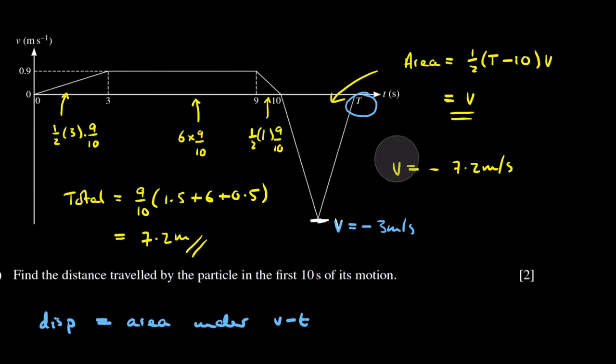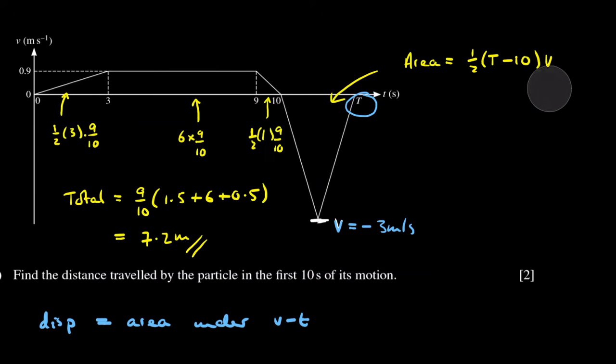So what can we do? Well, I'm just going to get rid of this working here so we can reuse this. The area must be equal to a half the base, which is t minus 10 times by v. In this case, our v is equal to 3. I'll keep it as a positive, I think. Right, so we can say this is a half t minus 10 times by 3. And we want that area to be equal to 7.2.